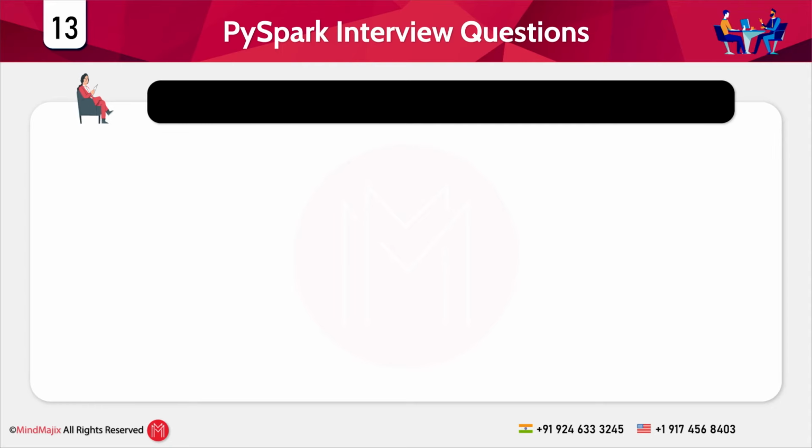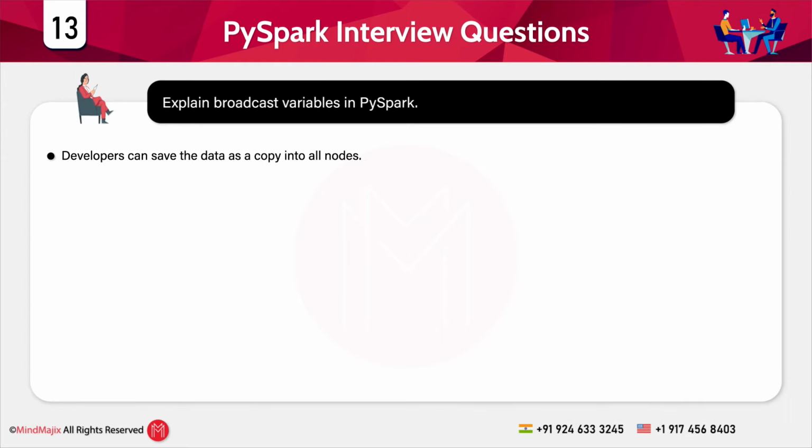The next question is, explain broadcast variables in PySpark. Developers can save the data as a copy into all nodes. All the variable data is fetched from the machines and not sent back to the devices. So broadcast variables will do a code block to save the data copy as one of the classes of PySpark.